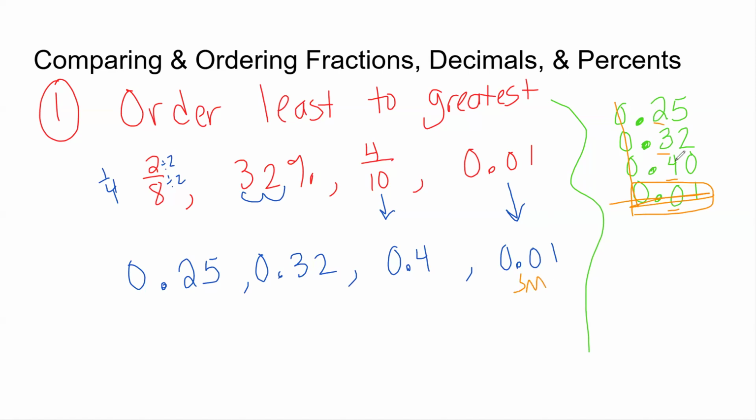Who's next small? 2, 3, 4. 2 is the next smallest. So second place. Who's next? The 0.32. He's third. And that makes this one big.